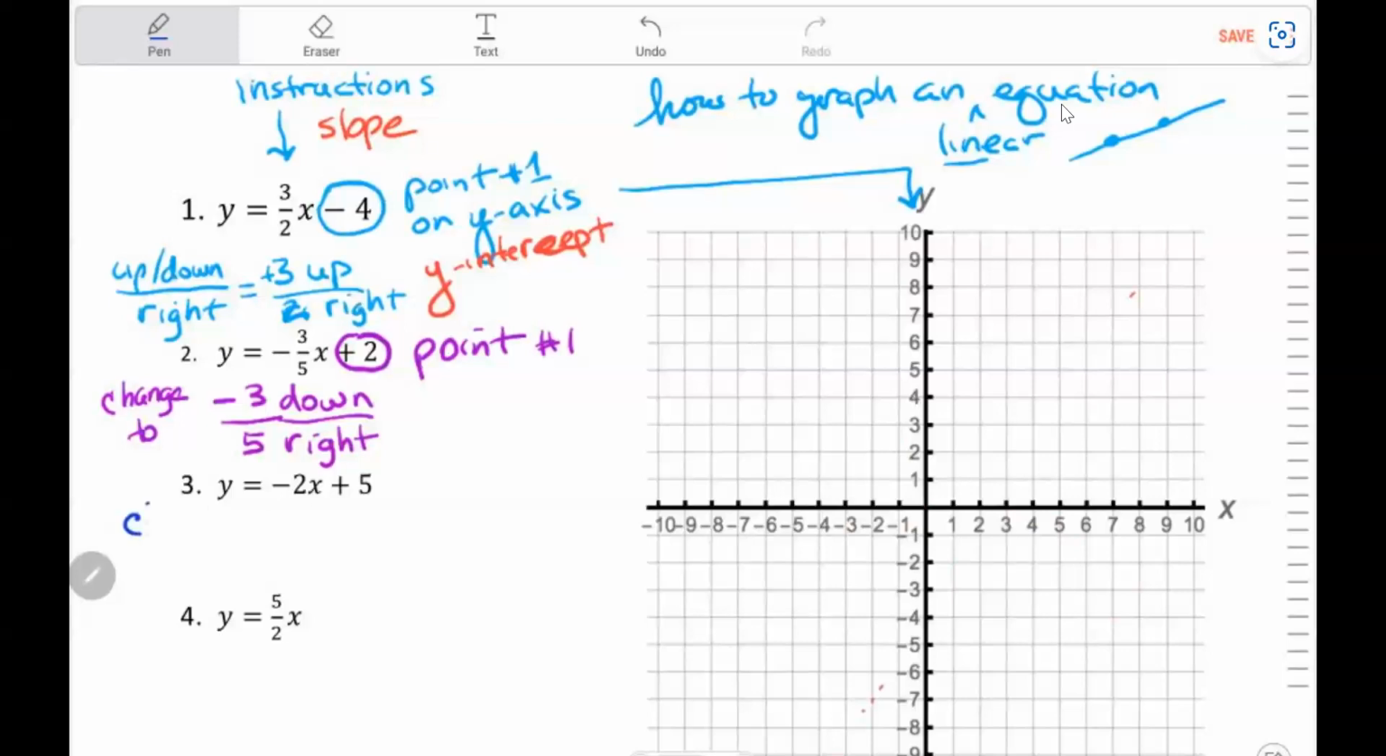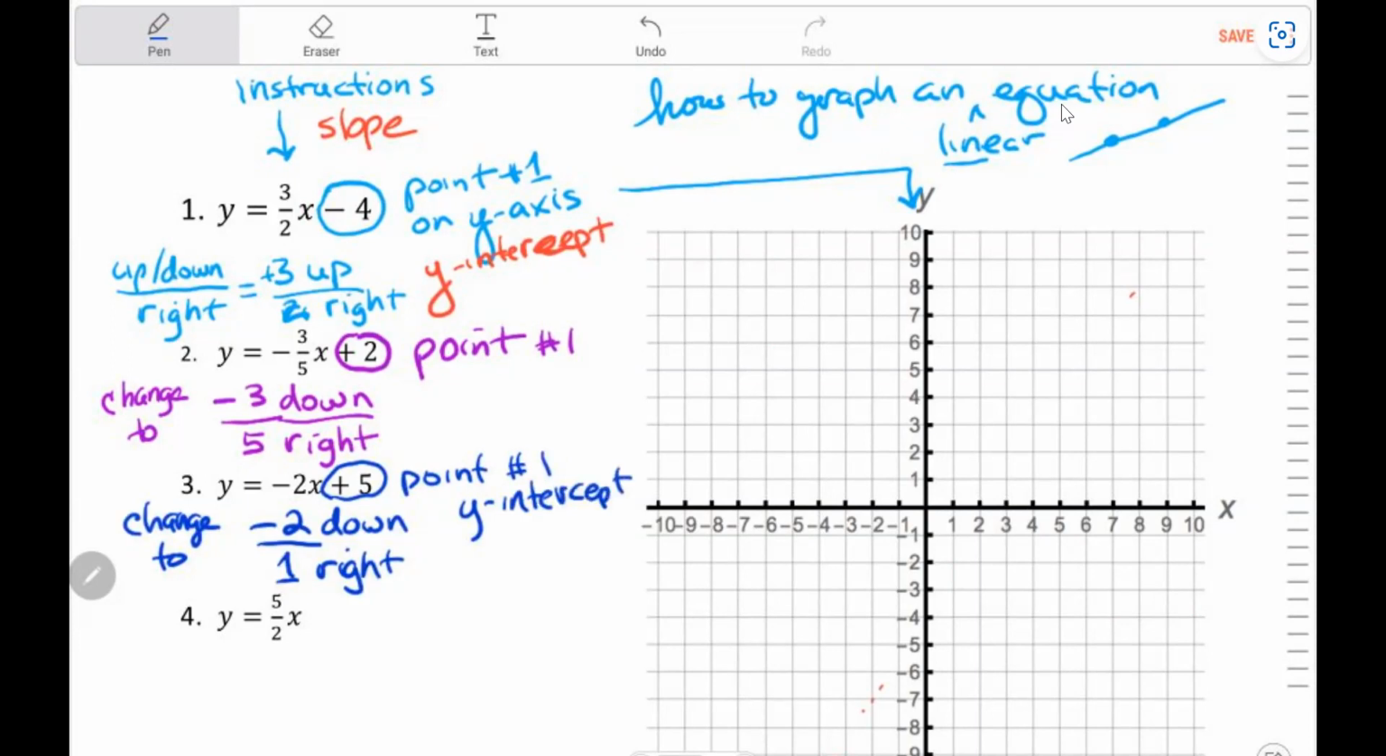We're going to remember that whenever we have any whole number, it's the same as having that number over 1. So if we see a number like this, -2, an integer by itself, we're just going to put that in our numerator. And we can see this is negative, so it's going to go down 2, and then we're just going to go 1 to the right.